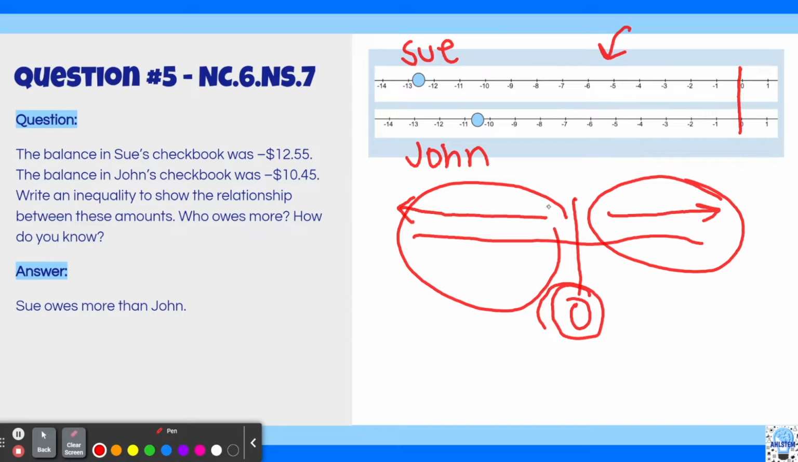So pretty much, sorry, that took me a second, but pretty much we have to figure out whose value, which is seen here by this blue circle, is closer to 0, and that is the bigger number. So clearly it is John's, because John's is closer to 0 than Sue. So that means John has more money than Sue. Well, John has less money to owe than Sue. So, who owes more? Sue owes more than John.